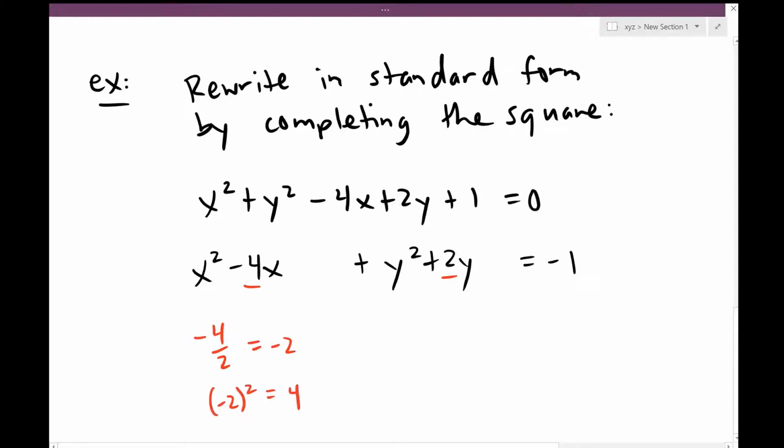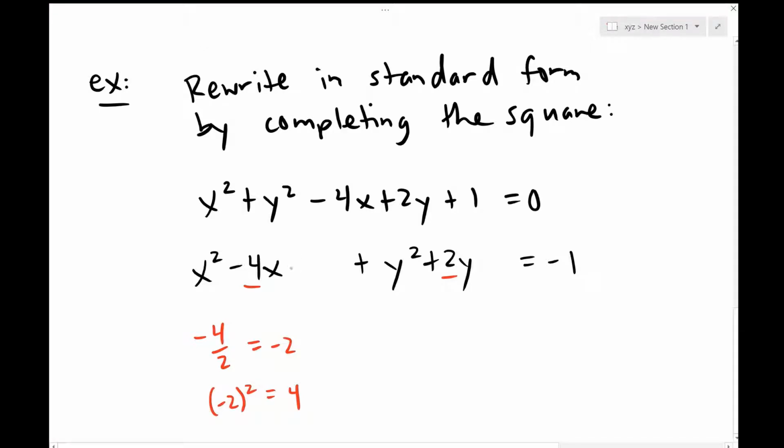So that means that for the x terms, I'm going to need to add 4 to them. Then I do the same sort of thing for the y terms. I want to take the 2 that I have here, take half of that, which of course is 1, but then I need to square that result, and 1 squared is still 1, so I would need to add 1 to the y terms also.